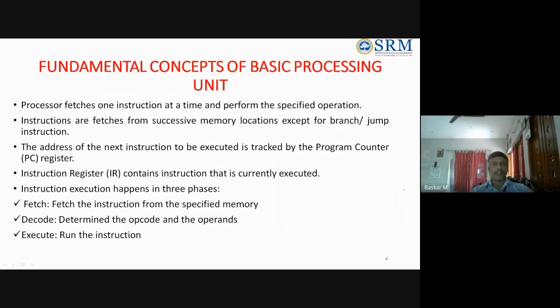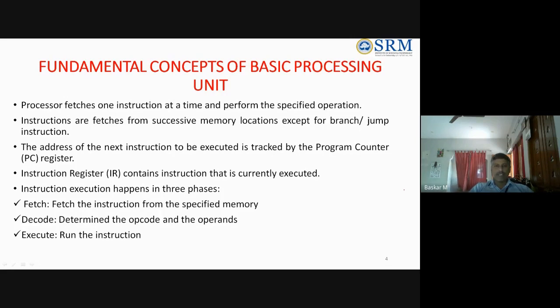Okay, the fundamental concept of the basic processing unit. If you want to execute an instruction, we already discussed it a little bit, and we are going to see it in detail. You know very well how instructions get executed. The processor fetches an instruction one by one, at a time, and performs the specified operations. Here, the instructions are fetched from successive memory locations.